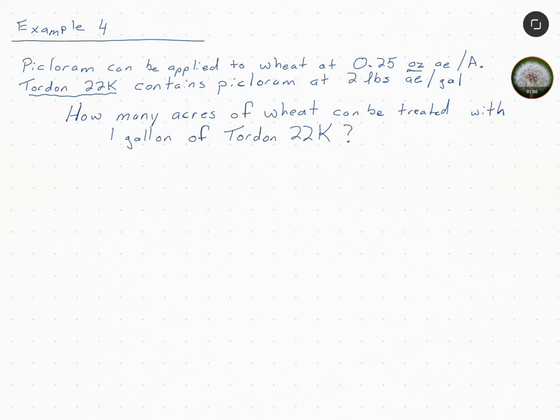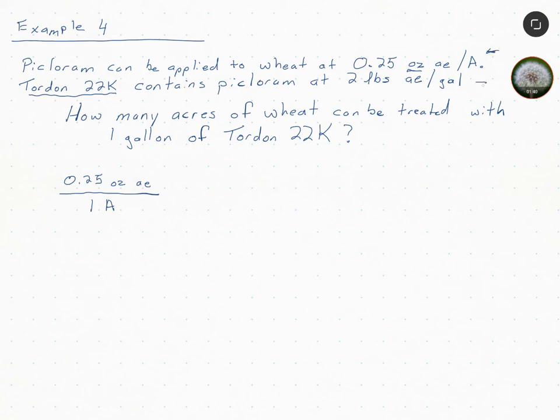And so the first thing we know, written in the very first statement, is that we want to apply 0.25 ounces of acid equivalent per acre. So we're going to write that again as a ratio, 0.25 ounces of acid equivalent per acre. And then again, because we know that we're going to need to get these in the same units, we've got the first statement in ounces acid equivalent and the second in pounds of acid equivalent.